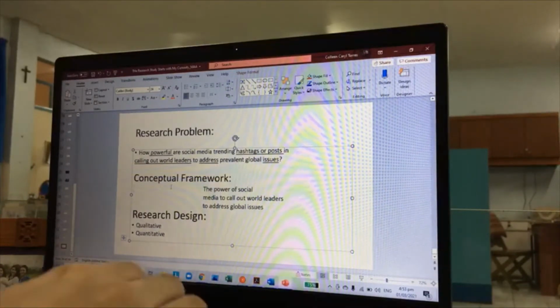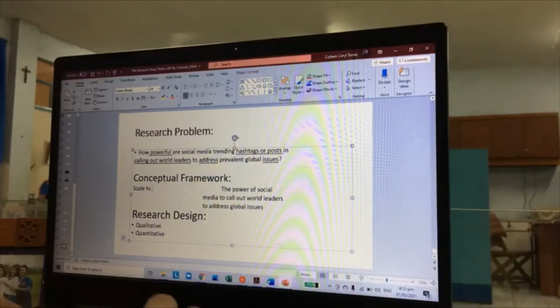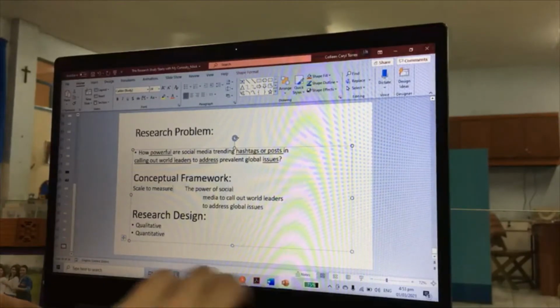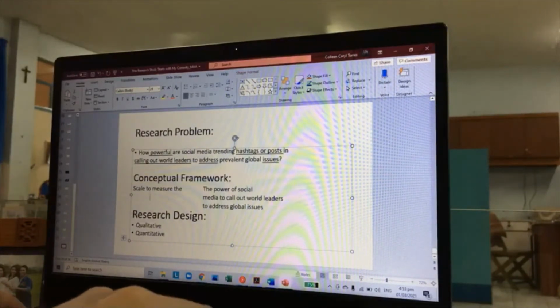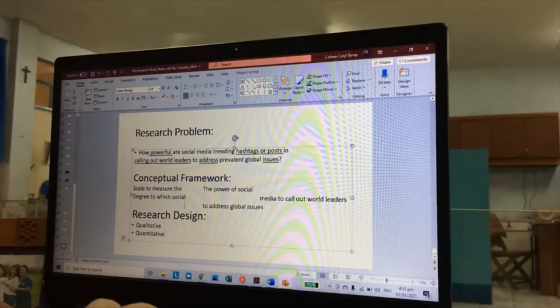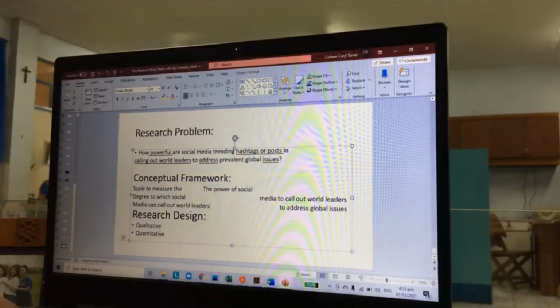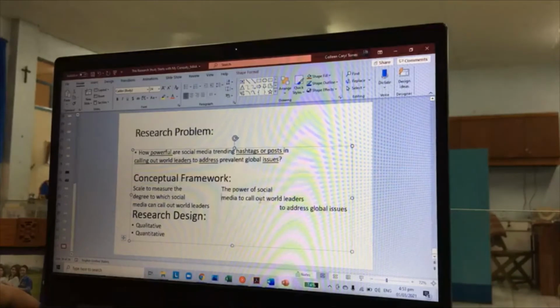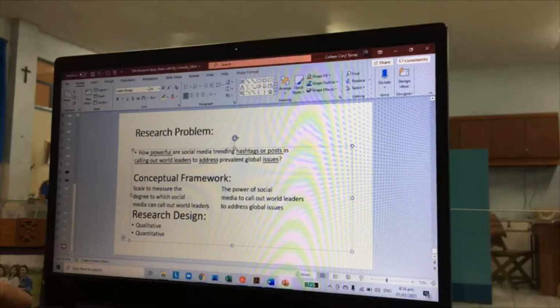Are we going to make a scale? Are we going to invent a scale to measure the degree to which social media can call out world leaders, or is there already an existing scale? So try to research right now on Google. If you are on google.com right now, try to Google if there is a scale to measure the degree to which world leaders can be called out. Is there one? If not, do we need to create that scale?